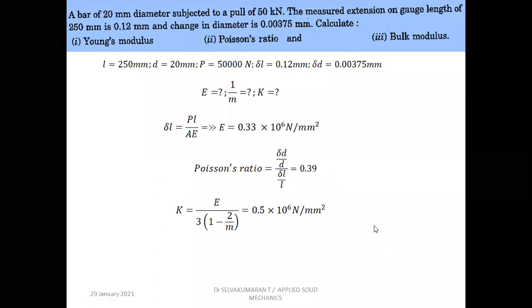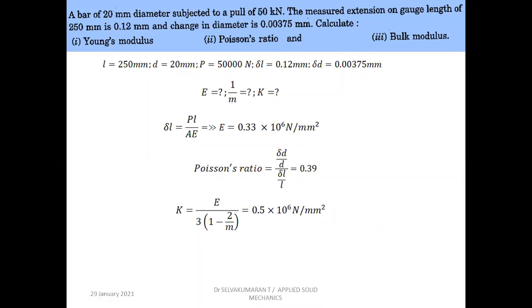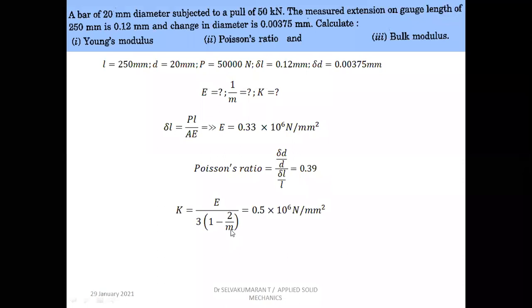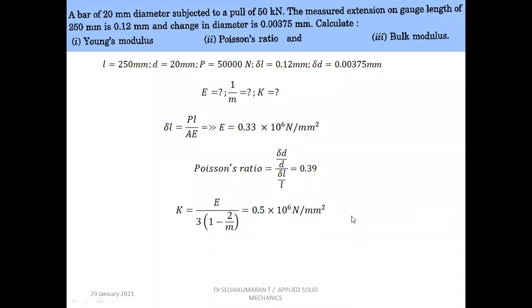And bulk modulus: relationship between bulk modulus and Young's modulus, K is equal to E divided by 3 into 1 minus 2 by m, where 1 by m is the Poisson's ratio. E, Young's modulus, we have obtained already. Substitute here the values, you will get the bulk modulus to be 0.5 into 10 power 6 Newton per millimeter square.